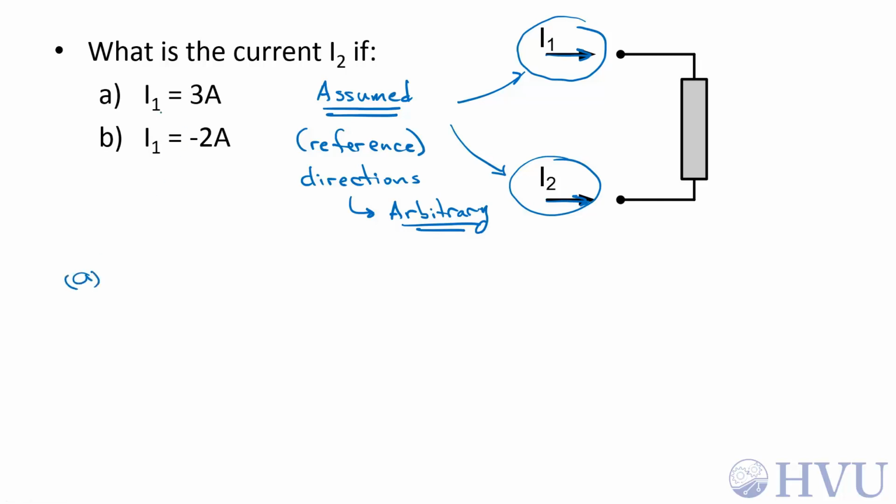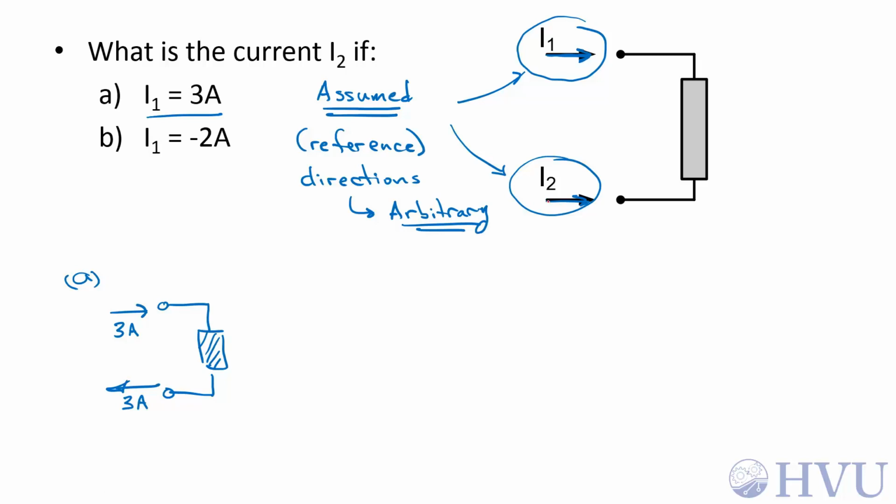For part A, I'm given that I1 is positive 3 amps. That means I have 3 amps entering the positive terminal. None of my circuit elements can accumulate charge. That means the current leaving this element has to balance the current entering the element. So I have positive 3 amps leaving the lower element.